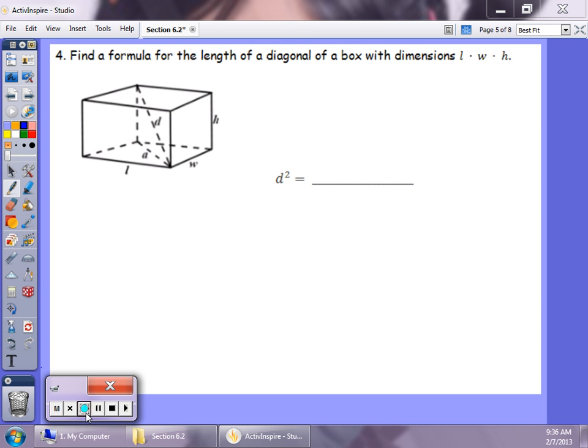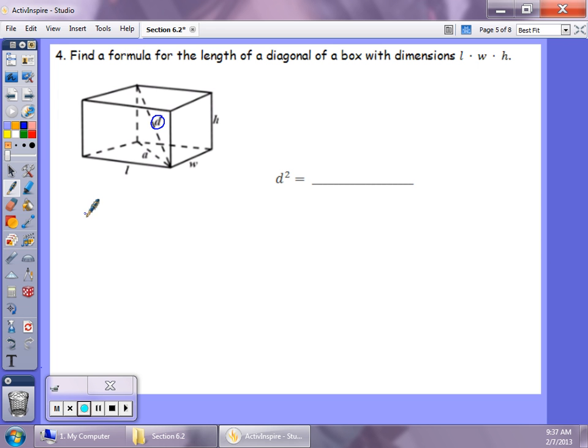We can also use what we know about the Pythagorean theorem to find the length of the diagonal in a box or a 3D figure. So we are going to look for a formula that we can use to find the length of the diagonal of a box given the dimensions of a length, a width, and a height. So if you look here, D is going to represent your diagonal.